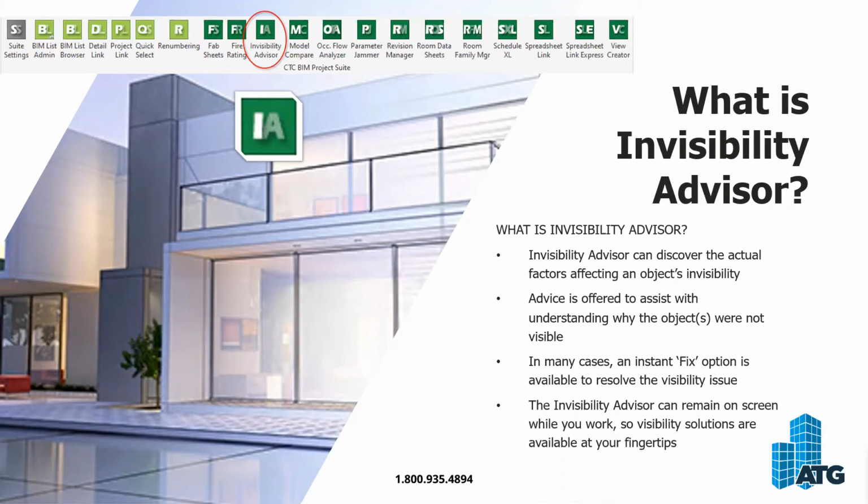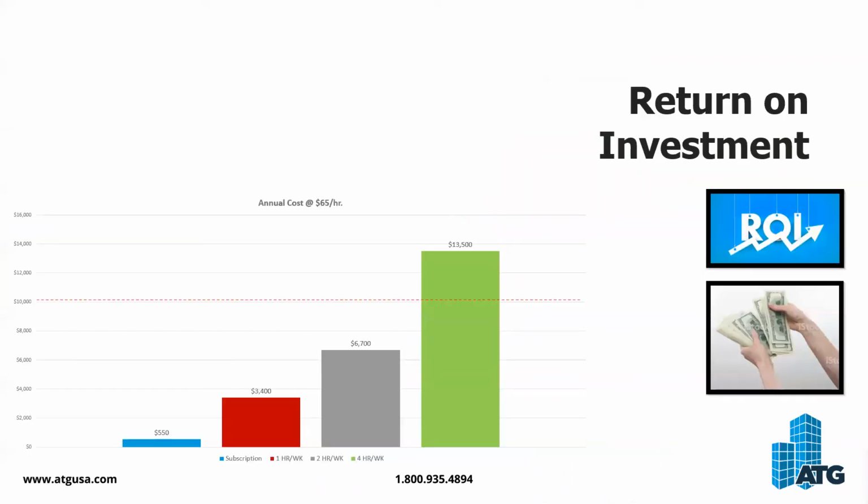And before we transition over to the live demo, I want to show you one more slide for the most important conversation that we can have out of this webinar. Let's talk about return on investment. Now, 2 slides ago, we said that CTC estimates that the average Revit user spends 2 to 4 hours a week resolving object visibility issues. And if you take a look here on the chart, that's represented on the low side of that estimate with the gray bar, and on the high side of that estimate with the green bar.